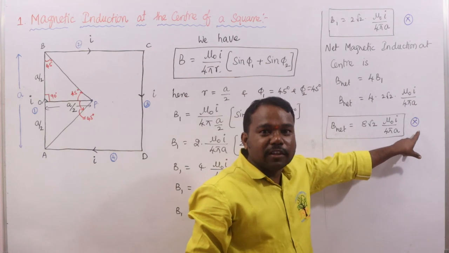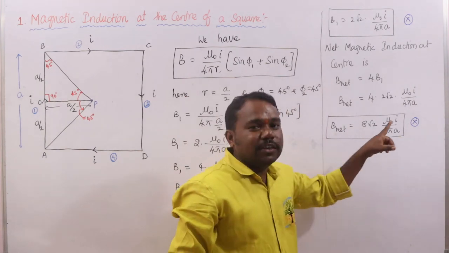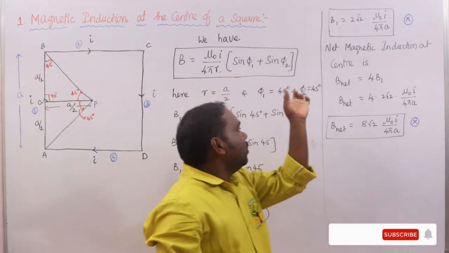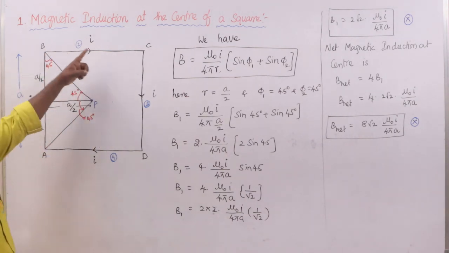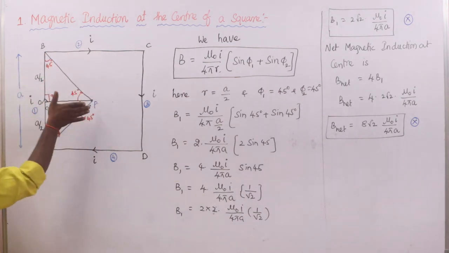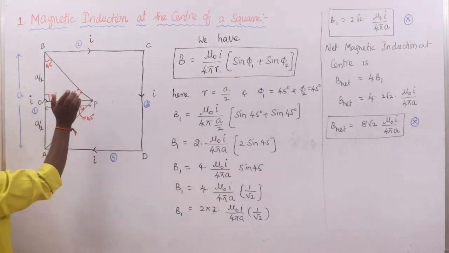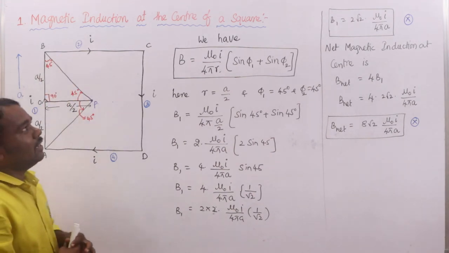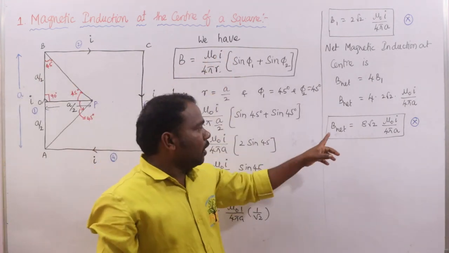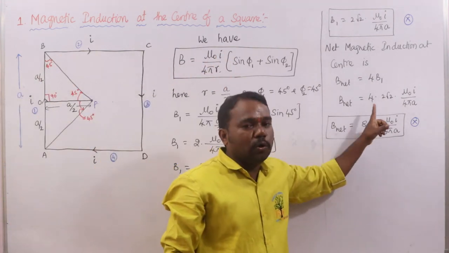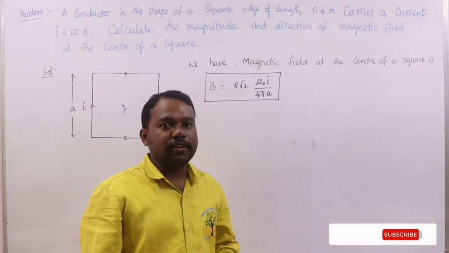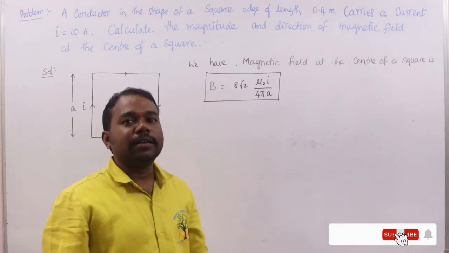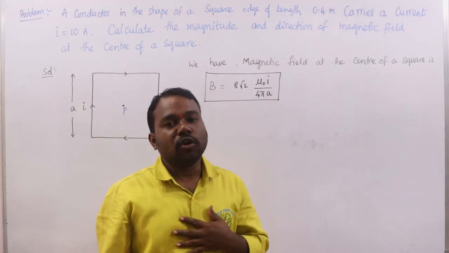It should be cross, which will be the direction of magnetic field, showing that it is inward at this place due to this current. The current is in clockwise direction. So the magnetic field at the center is inward. This is the magnetic induction at the center of a square. B net is equal to 8 root 2 mu naught I by 4 pi A. Now we'll see a problem regarding the magnetic induction at the center of a square.